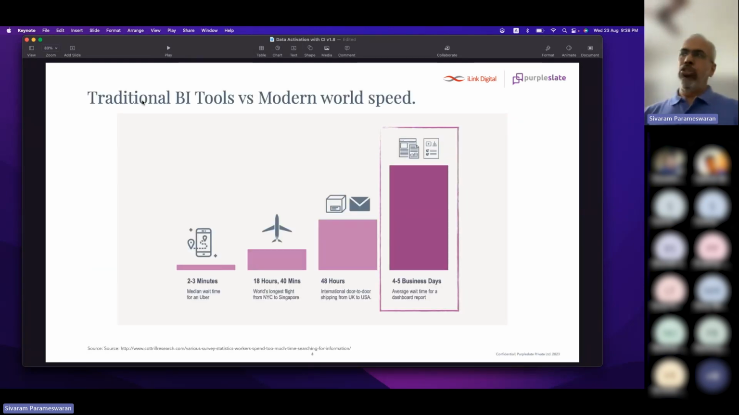Also, I found a very interesting graphic in one of the HBR articles. In our personal life, everything is very momentary. You can hail a cab and do so many things just from a smartphone.